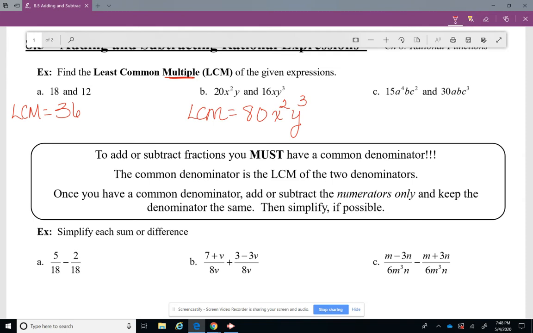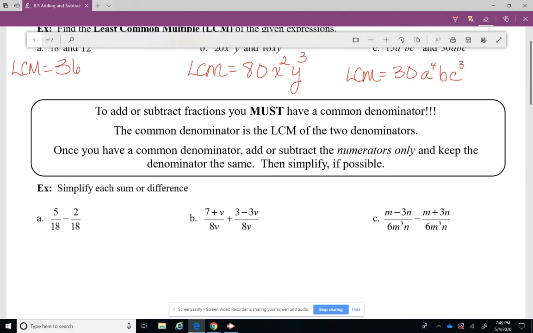Now looking at the next one, you're like, okay, I got this. 15 can go into 30, so we know it's going to be 30. All right, so your LCM is going to be 30. Now find that one with the biggest exponent and see, does the other one have at least one a? Okay, then you're going to use a to the fourth. All right, next, there's only one b used in each one, so you're going to just use 1b. So this is c cubed, but this has c squared in it. So as long as one has a c and the other has a c, you choose the one that has the biggest exponent. So there's your least common multiple: 30a to the fourth b c cubed.